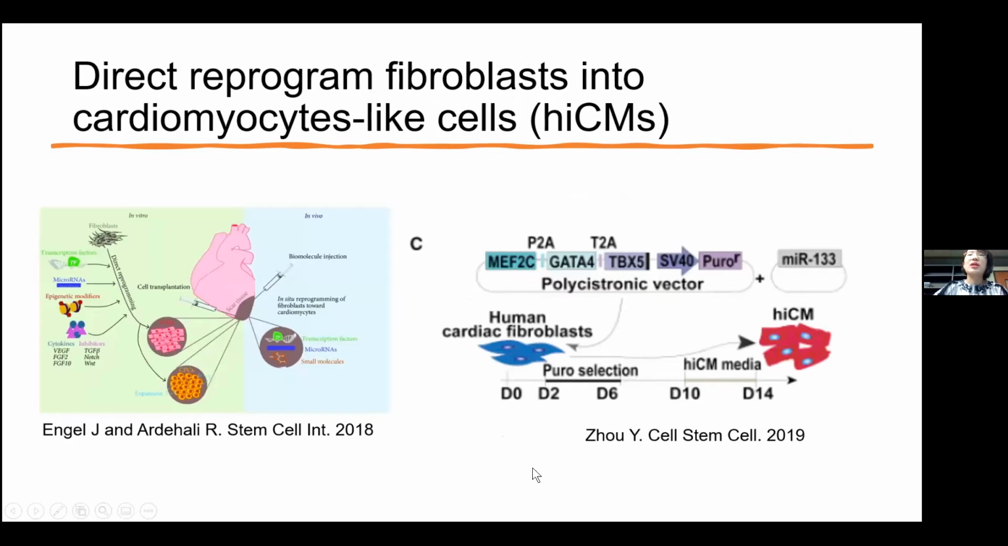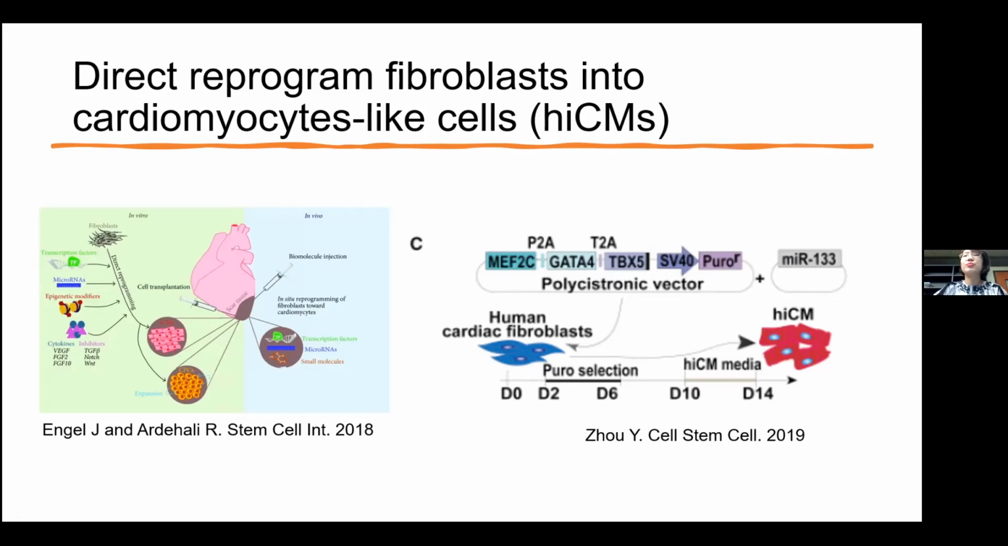Direct reprogramming reprograms fibroblasts into cardiomyocytes by using transcription factors, microRNAs, or epigenetic modifications. The factors that we are using in the studies are polycistronic vectors in the splicing order of MEF2C, GATA4, and TBX5, along with microRNA 133. It takes 14 days to reprogram cardiac fibroblasts into human-induced cardiomyocytes.